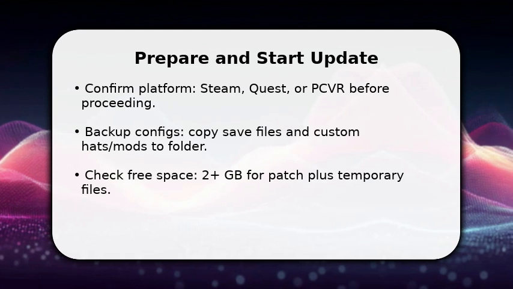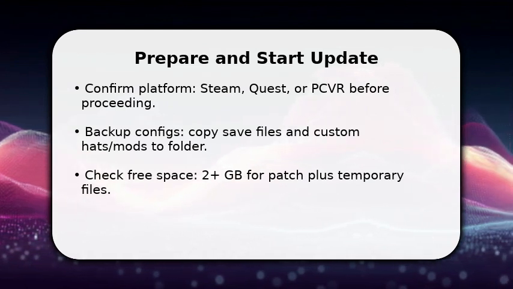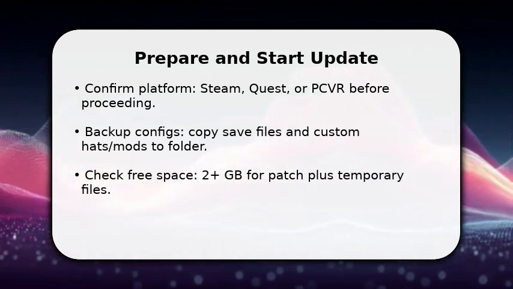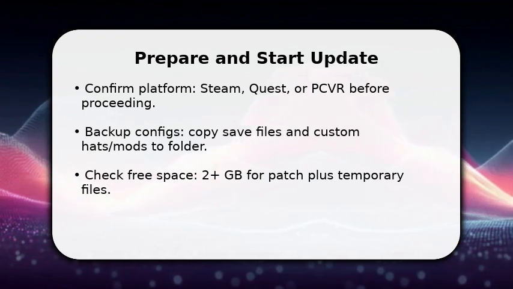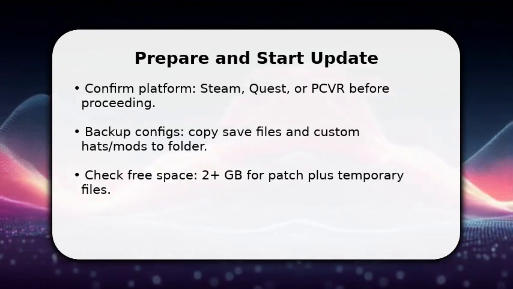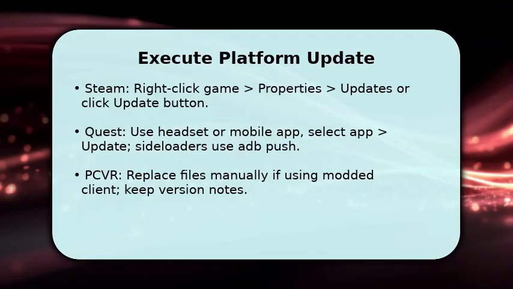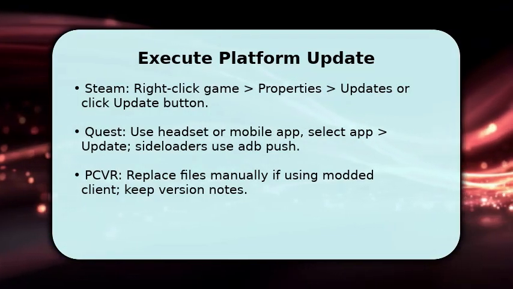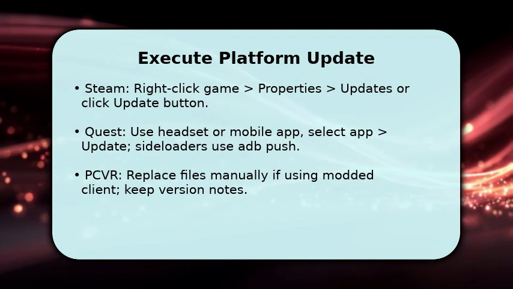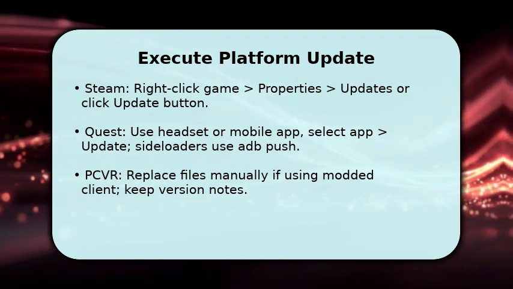Then open your platform's library, Steam, Meta Quest app, or Oculus, so you can begin the actual update process without interruptions or permission prompts. Now you execute the update using the platform-specific method. On Steam, trigger the update button or verify files if the update stalls. That forces a download of missing pieces.